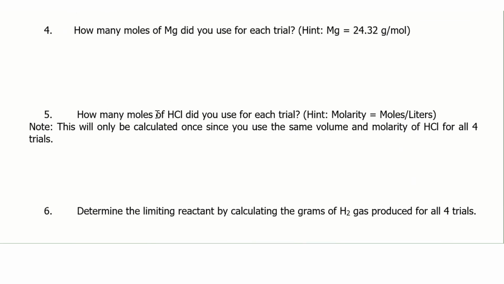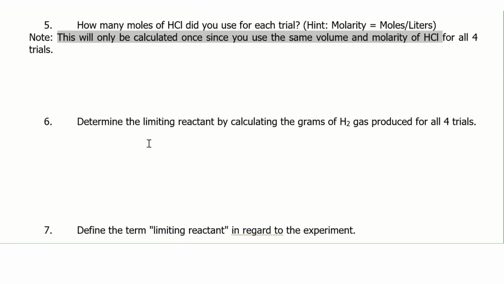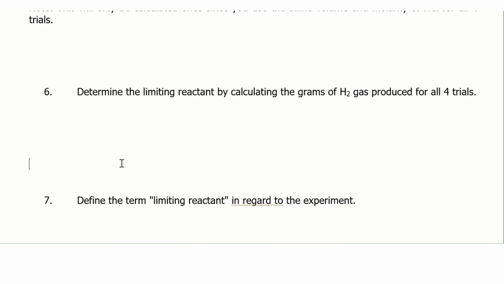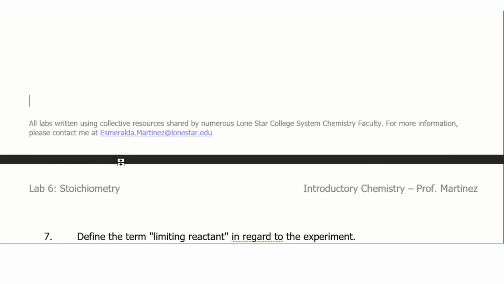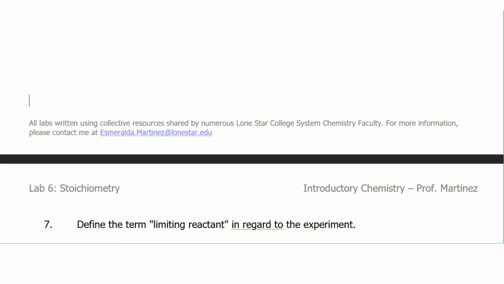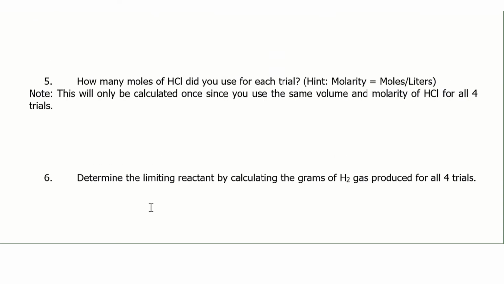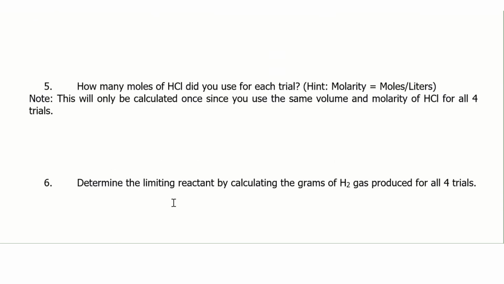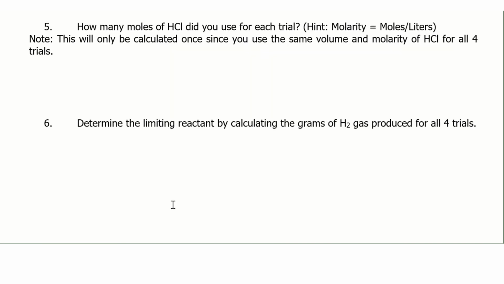And then here you're going to calculate how many moles of HCl were used for each trial. For HCl, you actually only have to do it once because you use the same volume and molarity, so that's a big hint. You use the same volume and molarity for all 4 trials. And then you will determine the limiting reactant. So I'm actually going to leave some more space for you here because this may be a little bit more time consuming and take more space, but I would like you to show all the calculations, units, all the dimensional analysis, that entire setup.